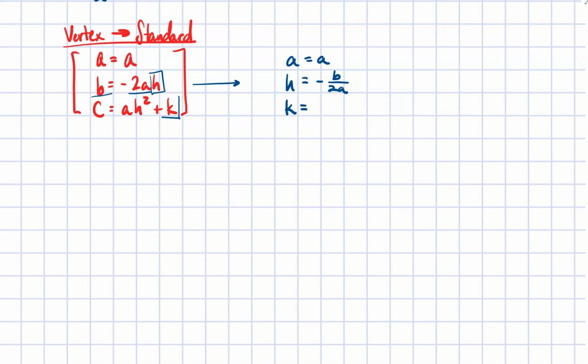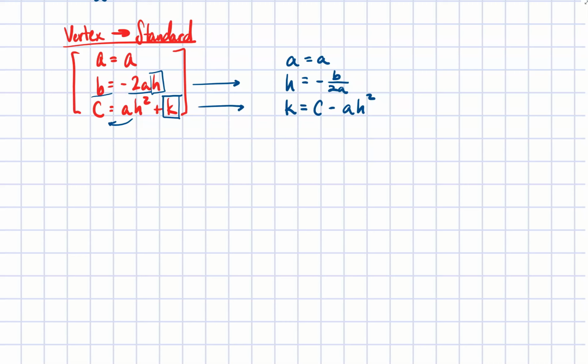And our k value, if we were solving for it, well, all I would need to do is subtract this ah squared to the left-hand side. So we would take c and subtract ah squared. And if we didn't know what h was, we can say that c minus a times negative b over 2a, squared. These two mean the same thing. Now, it's my opinion that if we're solving for k, we're also solving for h at the same time. So I'm just going to leave this equation as it is.